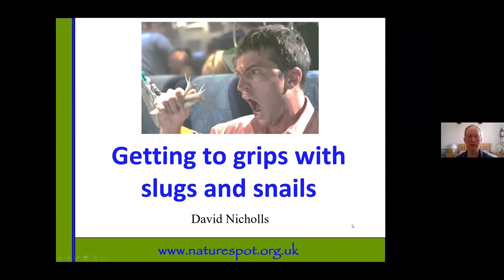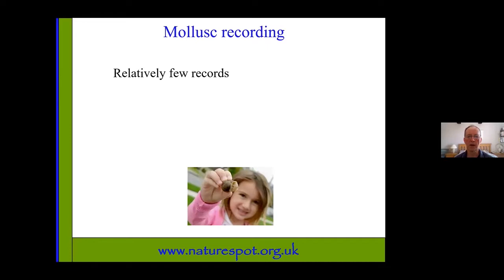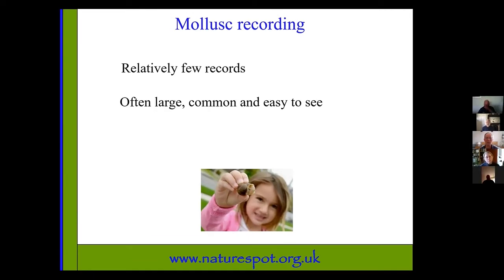Well, I hope I'm talking to people that are into wildlife recording. One of the reasons I'm quite keen to encourage more people to look at recording slugs and snails is because there are so few records of them. At the moment, we only have about 6,000 records in total. So there's a lot of species that are relatively common that we don't know that much about. As a group, they're large, fairly obvious, and relatively easy to spot and identify in many cases. Of course, they're not all large. There are some really tiny little snails, but many of the common ones should be identifiable and easily recorded. Indeed, most of them can be recognized in the field without any extra equipment.